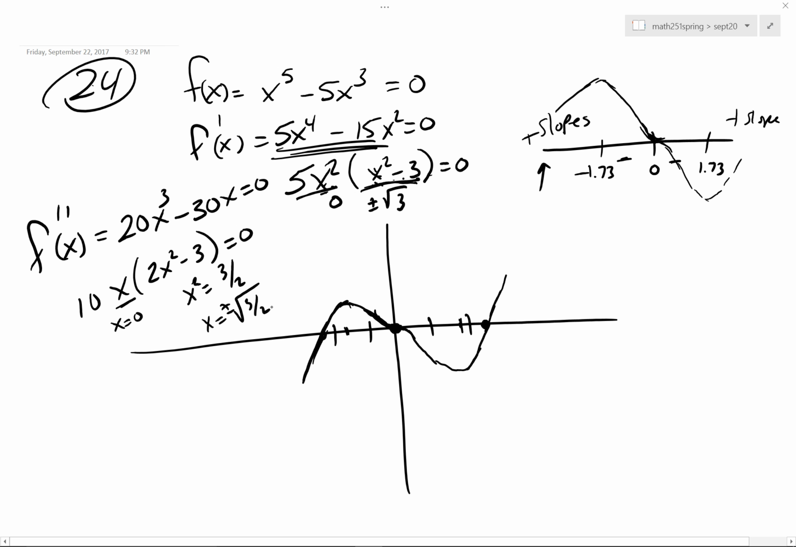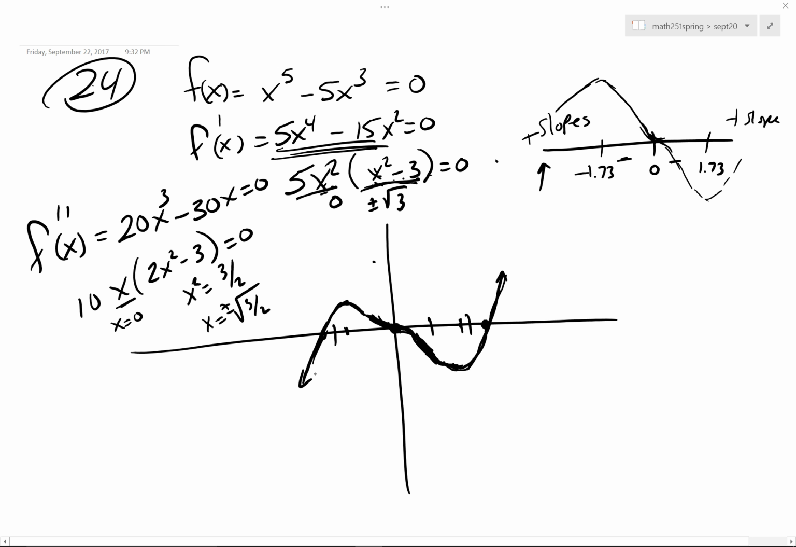Square root of 1.5 is like 1.2-ish. So 1.2-ish, so somewhere in here, it goes from being concave down to being somewhat concave up. So somewhat concave down, and then right here at 1.2 starts to be concave up. And it's concave up until it goes through 0, then it's concave down. Here at 1.2 it begins to be concave up again, and then up she goes.